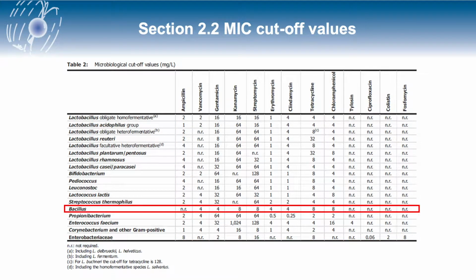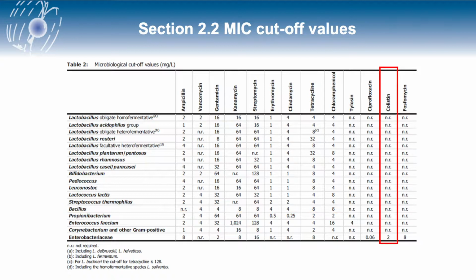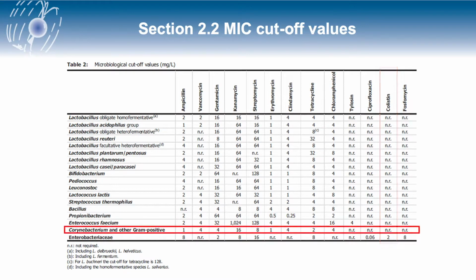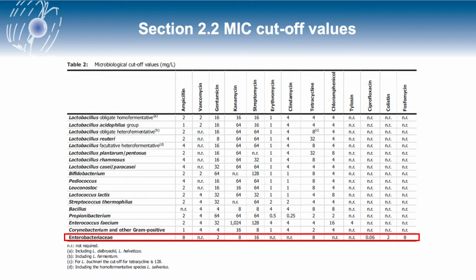For example, Bacillus species are not required to be tested against ampicillin, tylosin, ciprofloxacin, colistin, and fosfomycin. While colistin is the only antimicrobial required for testing for any bacteria in the family Enterobacteriaceae. For species not listed in Table 2, the EFSA FEEDAP panel recommends testing gram-positive organisms against the antimicrobials listed for Corynebacterium and other gram-positive, and in the case of gram-negative organisms, against the antimicrobials listed for Enterobacteriaceae.